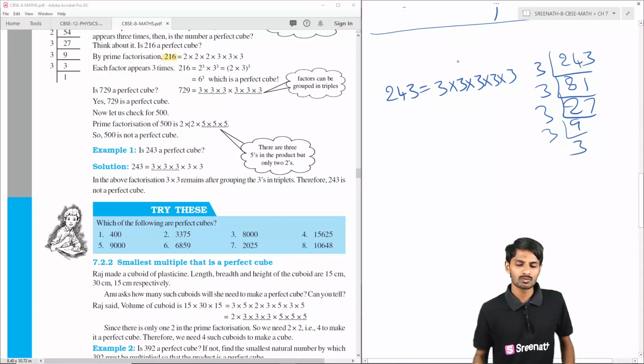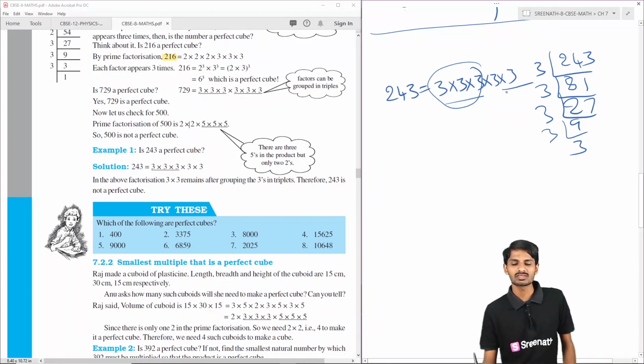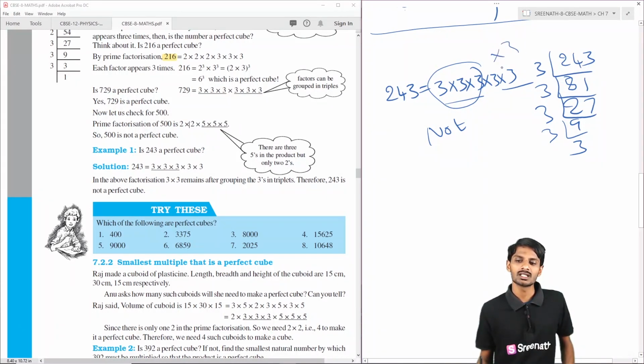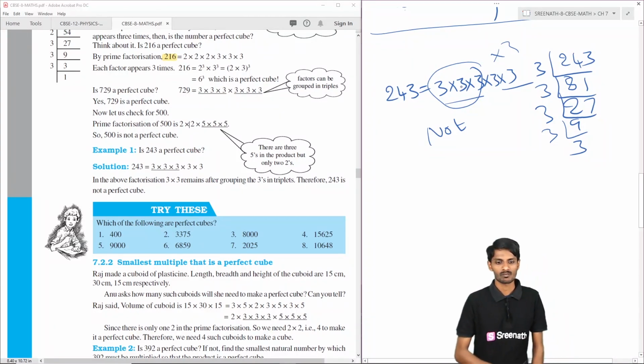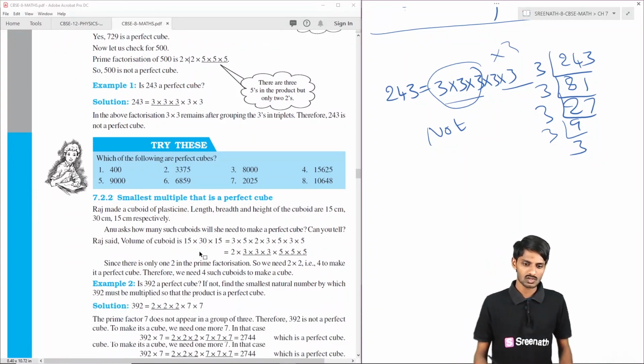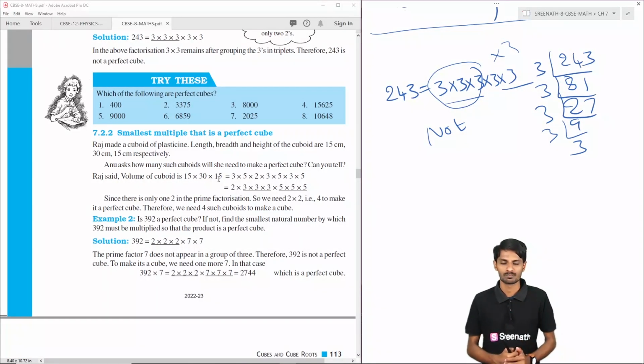How will we make cube numbers? Make groups of 3. Here we can take one group of 3 threes, but there is no second group of 3, so it is not a perfect cube. How can we make it a perfect cube? If you multiply it with 3, then these will become two groups, and then it is a perfect cube. That is the smallest multiple that is a perfect cube.